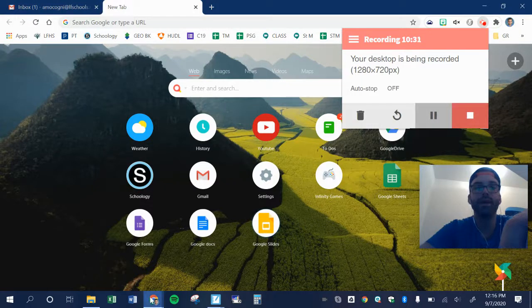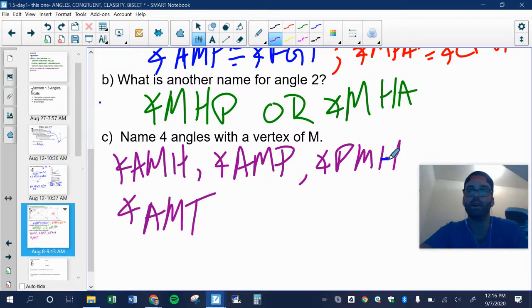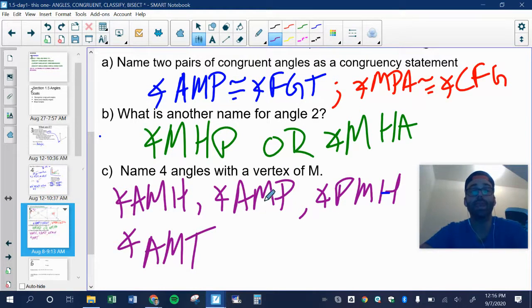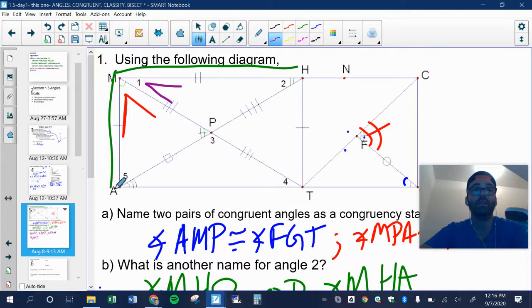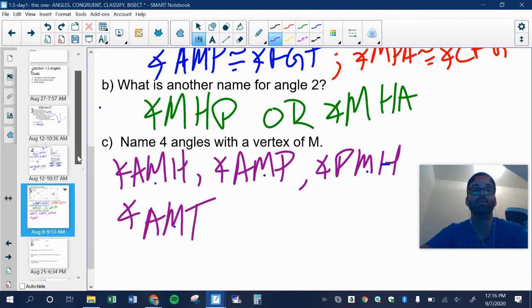All right, and we're back, I think. So these are the four that I came up with. I said AMT and AMP. So if you look here, AMP, I could also say AMT because remember, these rays go on forever. You could have said HMP or HMT, HMA, AMH. Notice how in all of these options, M is the middle letter because it is our vertex.